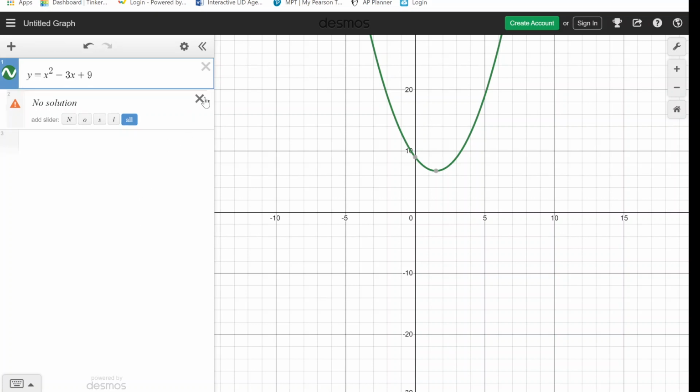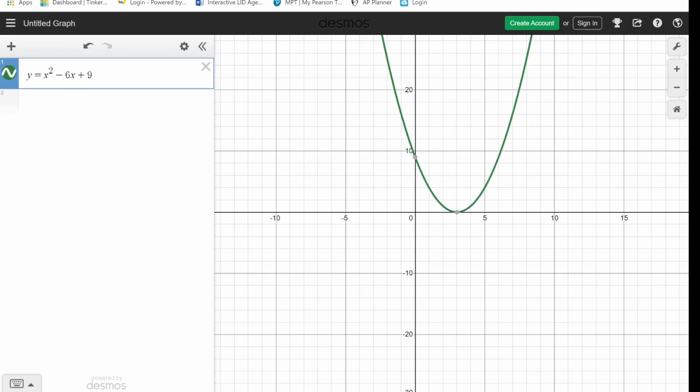Now, let's change our equation. What if I put x squared minus 6x plus 9 instead of minus 3x? Well, you may notice now I have an x-intercept. Boom, (3, 0). And in Desmos, it's really easy. You just click on the dot at the bottom, and it tells you the answer. So, one answer, x equals 3. Cool, done.